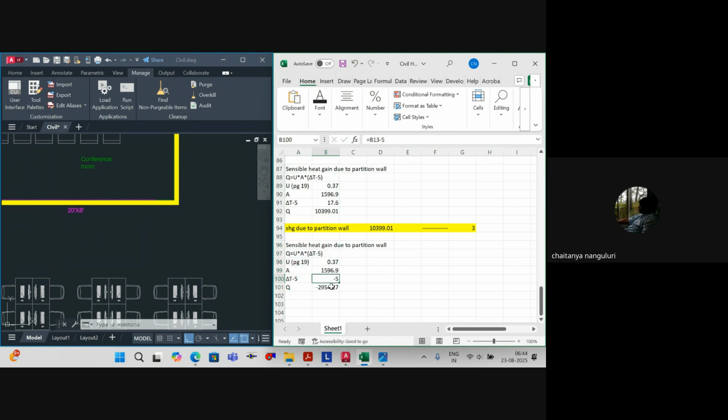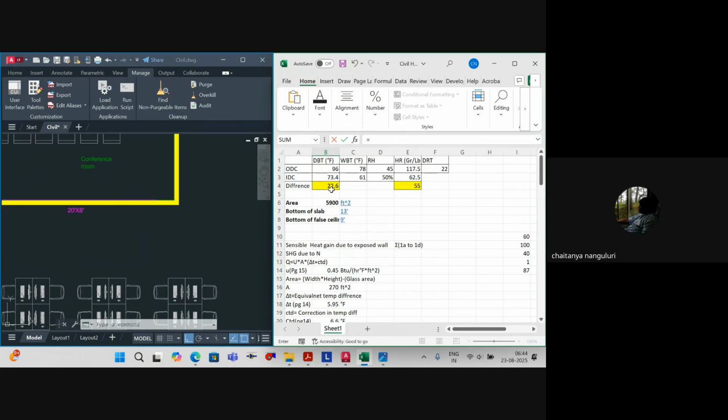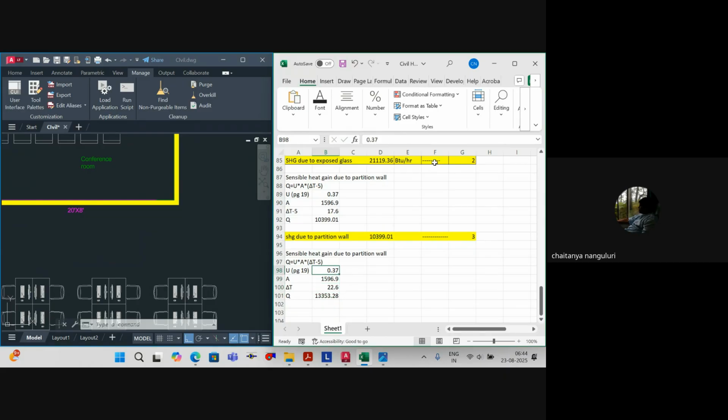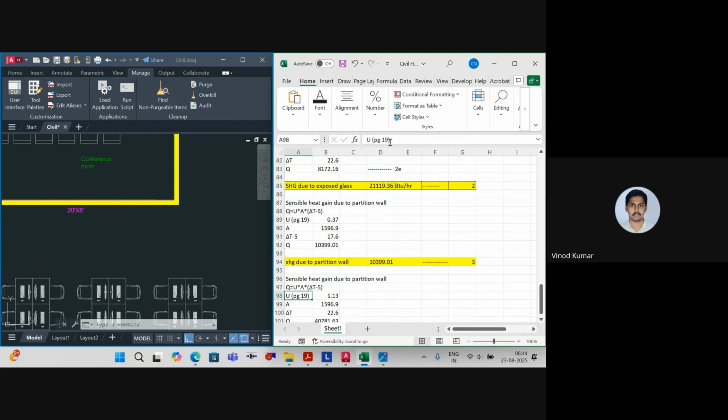Here we'll take delta T, not delta T minus 5, for partition glass, because the light emission through that will compensate for the minus 5, which we already explained. Q is equal to U delta T minus 5, where the U factor is 1.13, which is constant. This is not from the page number. This is the generic glass data. From the manufacturer, you'll get it.